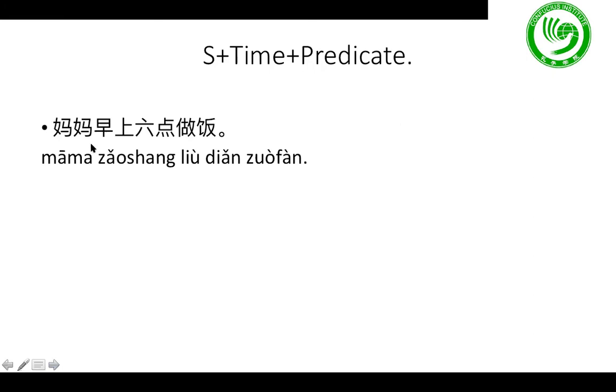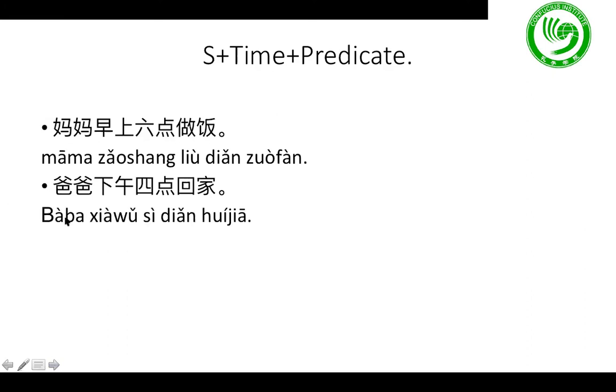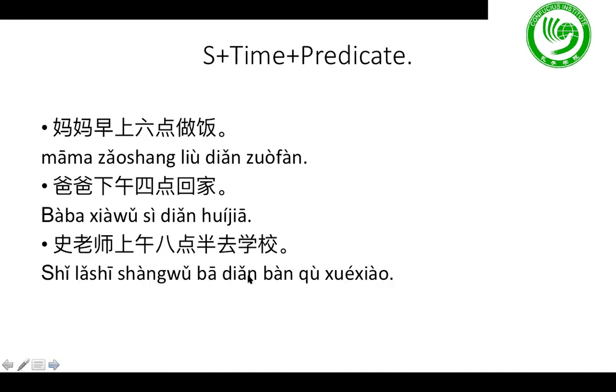It is how to read it? You please read it. Yes. So if I explain this, just the subject plus time, then do what? Okay. For example, the next one. Could you please read it? 很好。Whom 谁？爸爸。What time? 下午4点。Do what? 回家。很好。Next one. 谁？石老师。What time? 上午8点半。Do what? 去学校。Go to school.